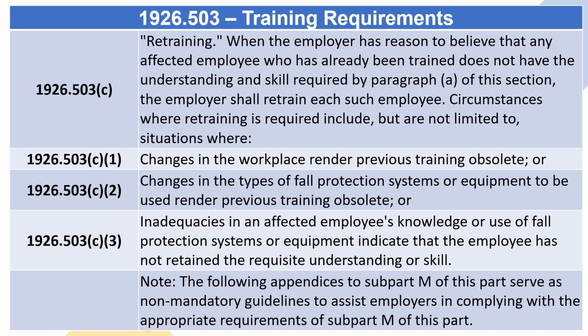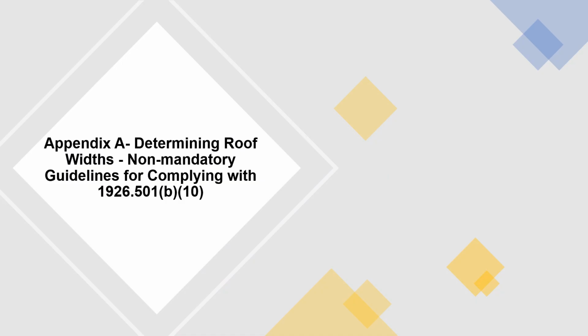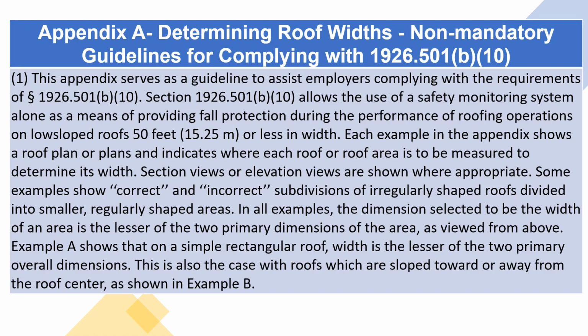Note: The following appendices to Subpart M of this part serve as non-mandatory guidelines to assist employers in complying with the appropriate requirements of Subpart M of this part. Appendix A. Determining roof widths, non-mandatory guidelines for complying with 1926.501(b)(10). 1. This appendix serves as a guideline to assist employers complying with the requirements of Section 1926.501(b)(10). Section 1926.501(b)(10) allows the use of a safety monitoring system alone as a means of providing fall protection during the performance of roofing operations on low-sloped roofs 50 feet, 15.25 meters, or less in width.